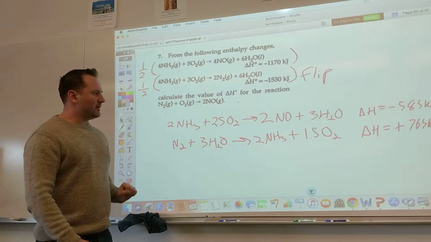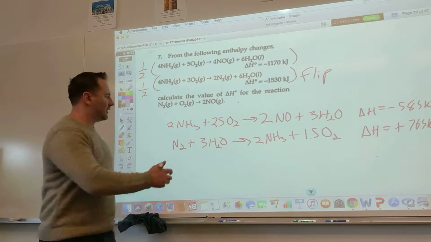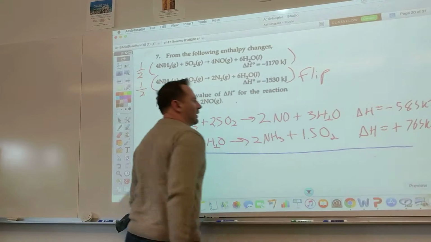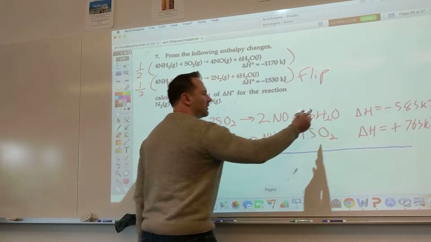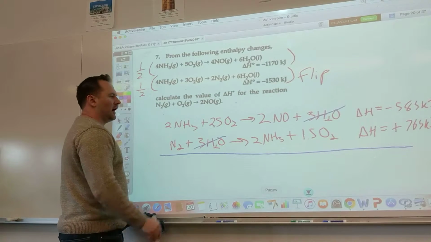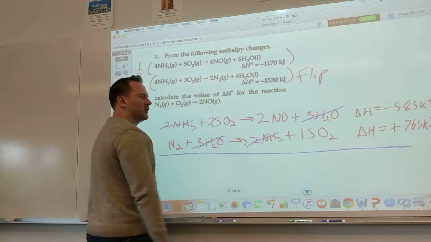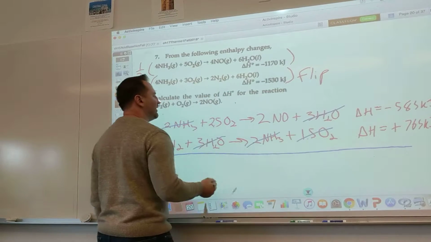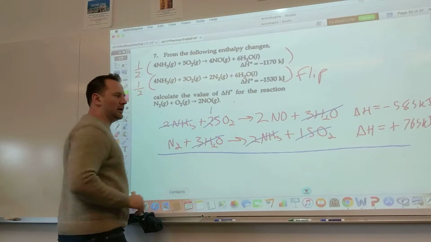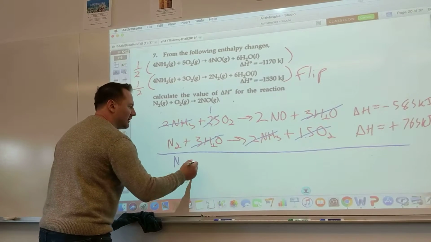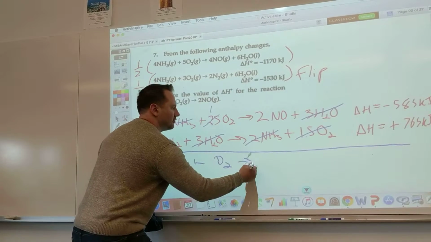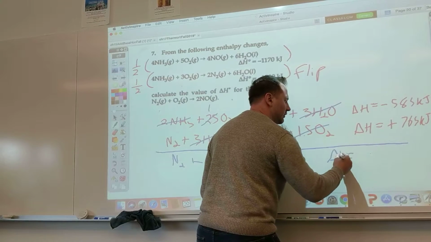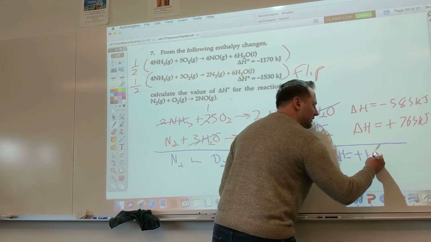So now I have my two equations manipulated. Let's see if they add up to my net overall reaction that I'm looking for. So, things that go away that appear on both sides. I have 3 waters on each side, so those cancel out. I also have 2 ammonias on each side. Those cancel out. And while the oxygen doesn't completely cancel out, when you take 1.5 away from 2.5, you're left with 1. So this gives me a net reaction of N2 plus O2 gives you 2NO, and the delta H will be the sum of those, which is positive 180 kilojoules.